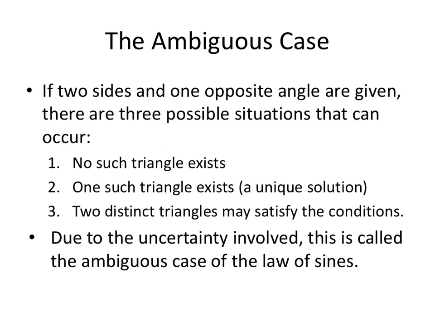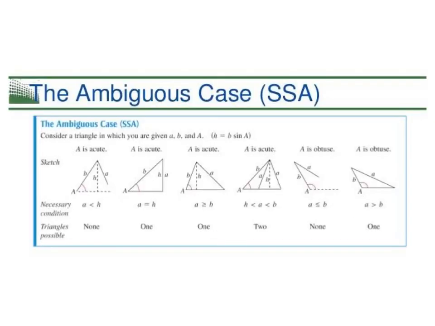Now, the ambiguous case. If two sides and one opposite angle are given, there are 3 possible situations that can occur. Either no such triangle exists, one such triangle exists, a unique solution which we just saw in the previous 2 examples, or 2 distinct triangles may satisfy the conditions. Due to the uncertainty involved, this is called the ambiguous case of the law of sines.